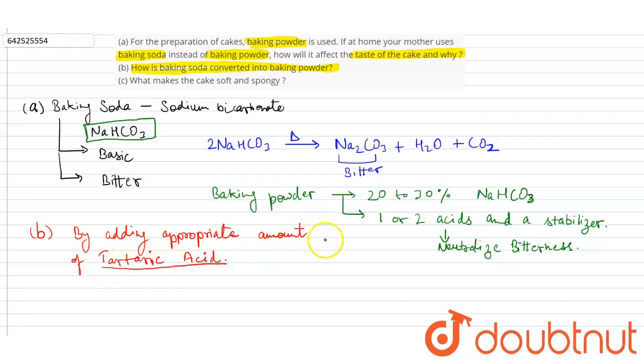As I've mentioned in the previous answer, the baking powder consists of 1 or 2 acids that neutralize the bitterness. So it is as this. Now coming to the third one, what makes the cake soft and spongy?